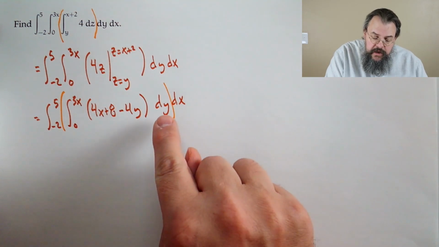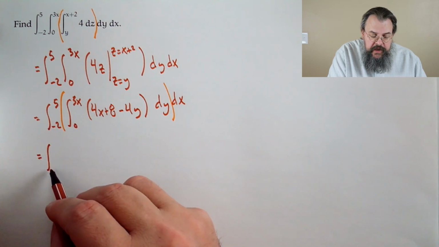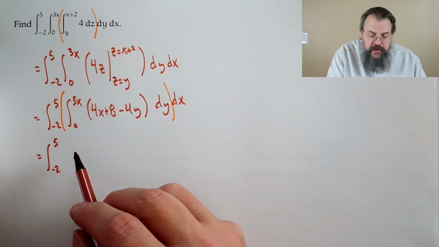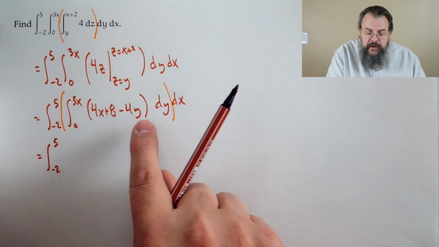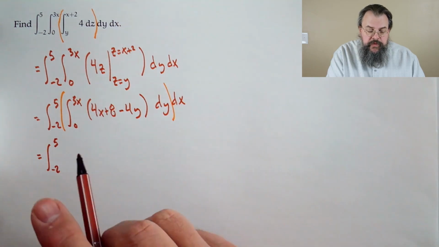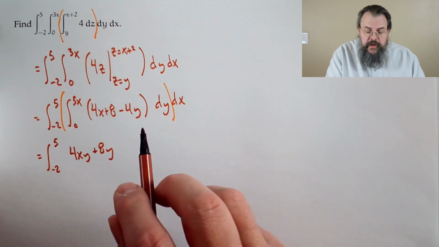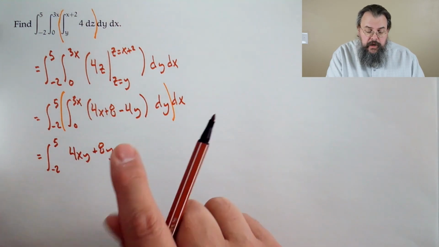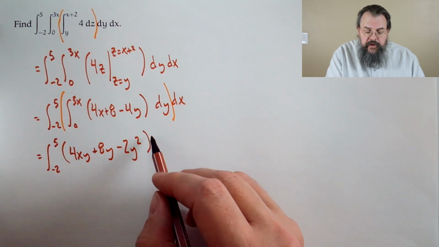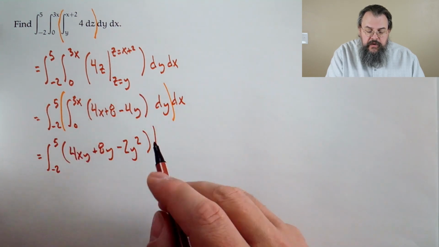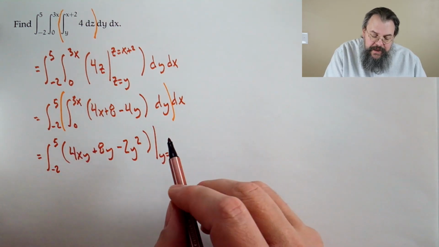And now we're integrating with respect to y. So what will that be? Integral -2 to 5 of, well, we integrate with respect to y. 4x and 8 are going to act like constants because they don't involve a y term. So 4xy plus 8y, and the integral of minus 4y with respect to y is minus 2y squared. Then we evaluate, and there are our y bounds: y equals 0, our favorite bound, and then y equals 3x.